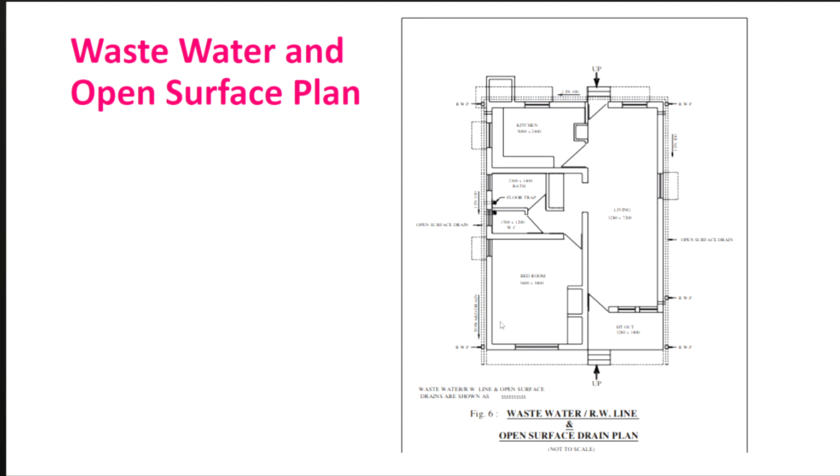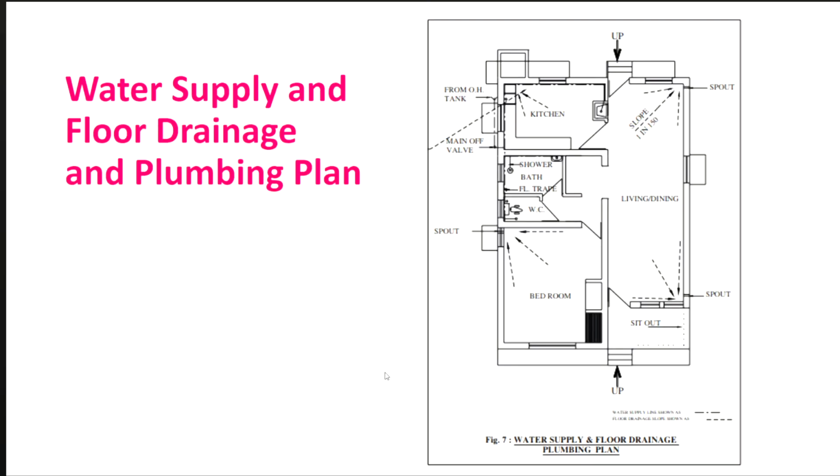ऐसे ही आपको वेस्ट वाटर और ओपन सरफेस प्लान भी बना लेना चाहिए. How the rain water will come, how the open drains will be there, what should be the slope of that open drain, at which particular location it will be connected, and how it will be discharged to the outside requirement. So you can understand now how many types of plans are required to be made.